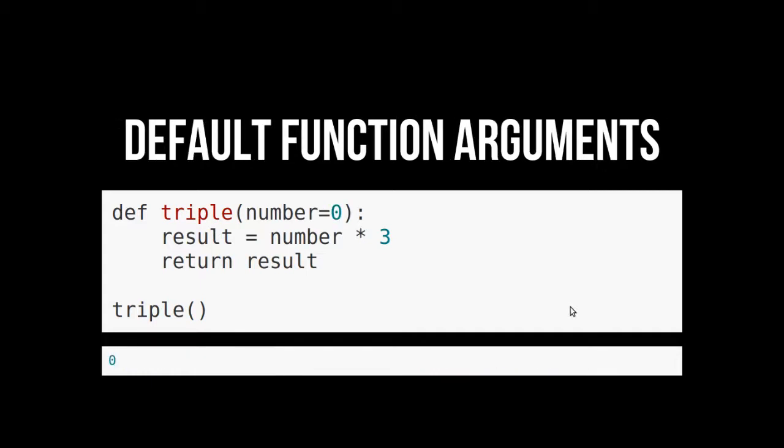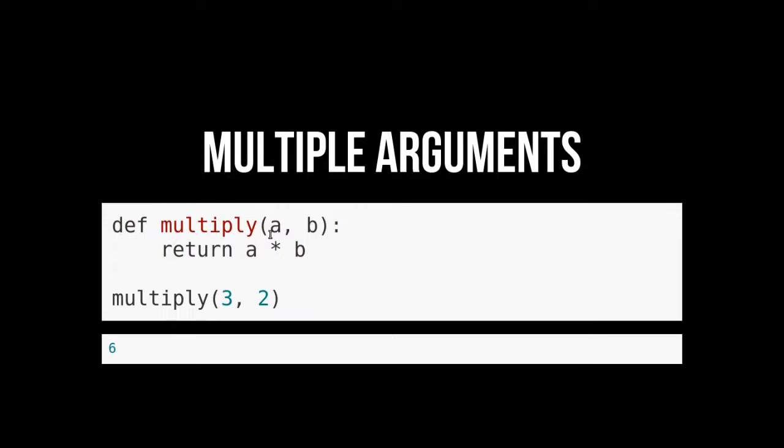Now we can change that by giving that argument a default value. So in this example, we're going to say the default value for number is 0. So then you can actually call triple with no argument. Triple is going to say, okay, well, you didn't give me a number, so we're just going to say it's 0, and then we're going to do the math, and well, 0 tripled is still 0. So that's your default function arguments.